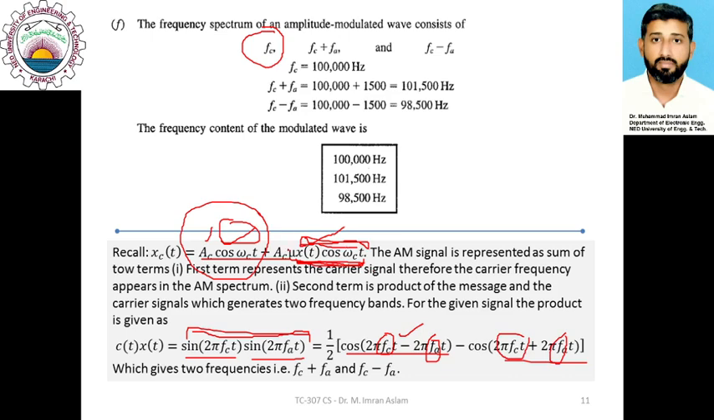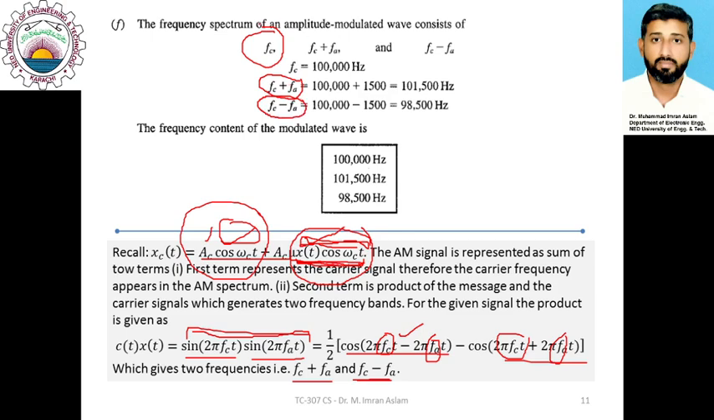So concluding, what I want to say is that if we get the product of these two terms, that is message signal and carrier signal, it will give rise to two terms, one in which the frequencies are added and the other term in which the frequencies are subtracted. So the modulated waveform would have two other frequencies. One would be fc plus fa and another would be fc minus fa.